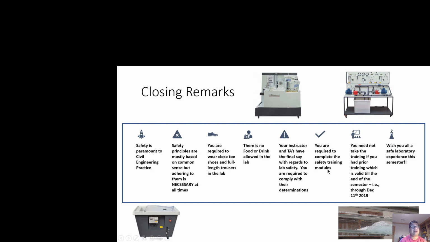You are required to complete the safety training, and the two modules that you need to do are the Texas Tech University Lab Safety and Texas Tech University Safety Awareness. Those are the two modules. You need not take training if you had prior training which is valid till the end of the semester. Valid till the end of the semester, that is through December 11, 2019, is the key. So if your training ends somewhere in the middle of the semester, please make sure that you take the training so that you're in compliance throughout the semester.